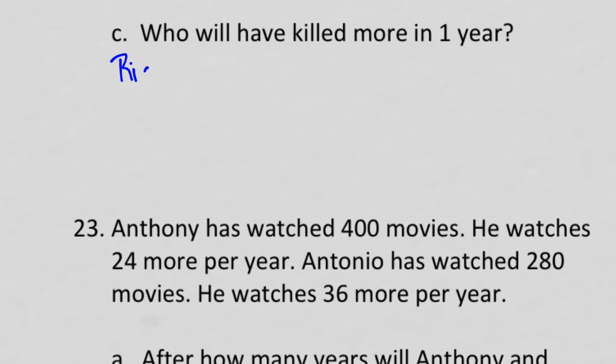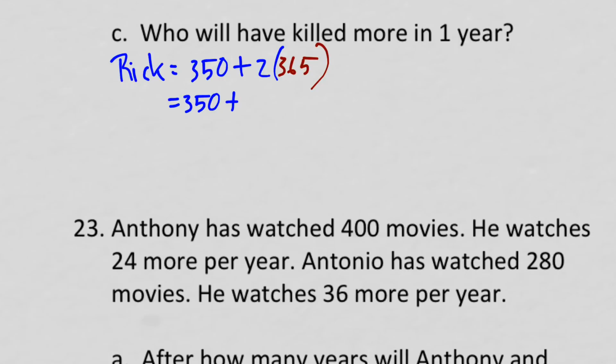So Rick is 350 plus 2 times x, which we're going to plug in 365, right? 1 year. And that's going to give us 350 plus 2 times 365, which is going to be 700 and, what is that, 30? Right? Add those two together and you're going to get 1080. That's a lot in 1 year.